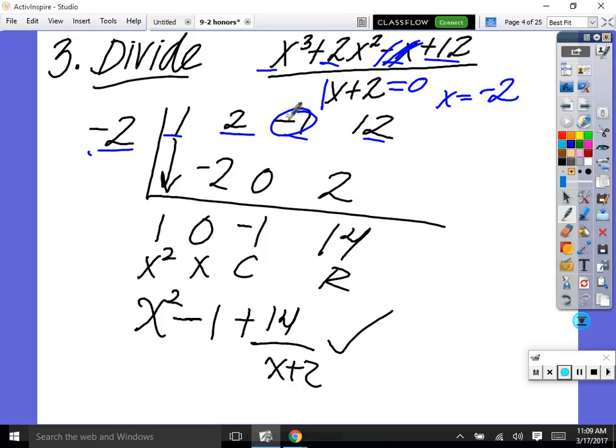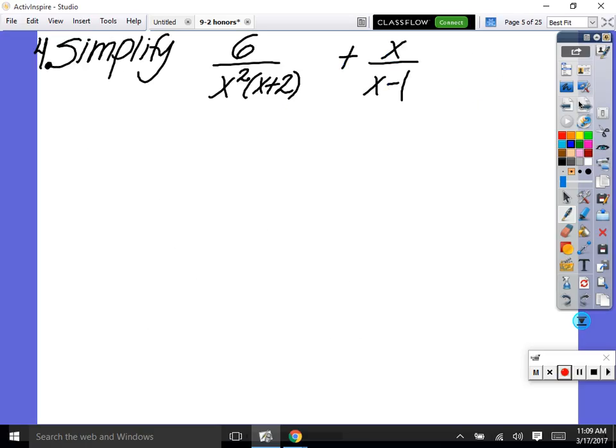Because our remainder was 14, this was not a factor, which makes sense. I mean, we already decided that, like the top didn't factor. Okay, simplify. Now, what's not simplified? We have 2 fractions. Simplifying it would be putting it into 1 fraction. So first I'm just doing maybe the bottom. Okay.